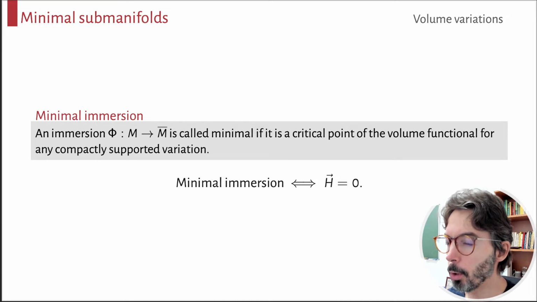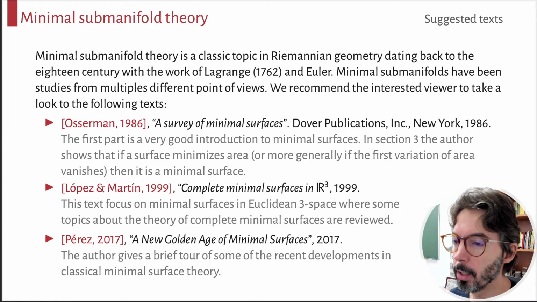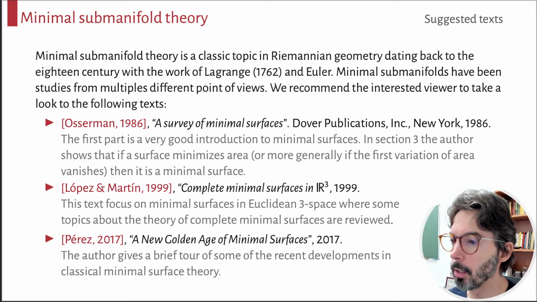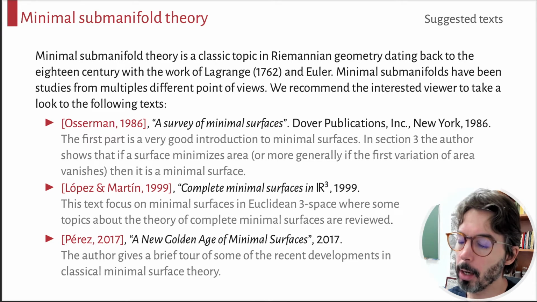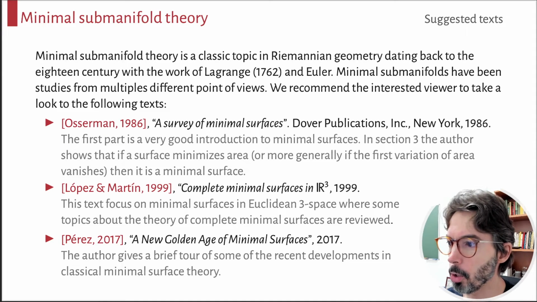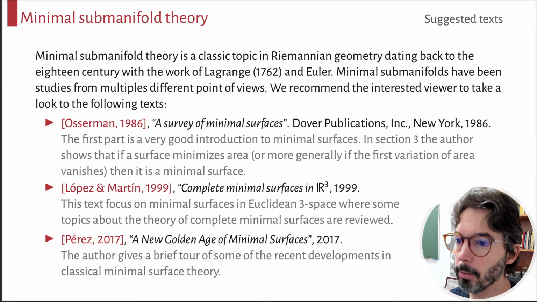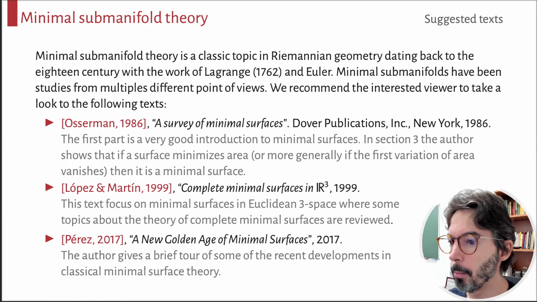Okay, for those who want to dive into the theory of minimal submanifolds, I present here three texts that I suggest for reading. So the first one is a classic book by Osserman in the 80s called A Survey of Minimal Surfaces, and the first part is a very good introduction to minimal surface theory. In section 3, the author shows what I have just said, that a surface minimizing area, or more generally a critical point of the first variation, is a minimal surface.